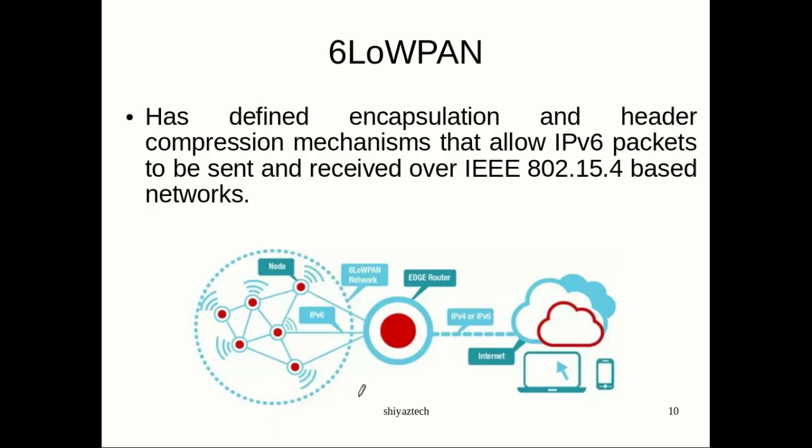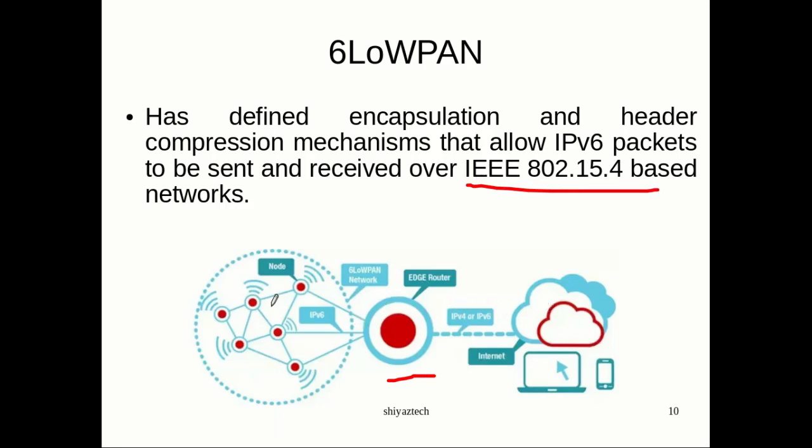In the figure you can see several nodes which are connected on a mesh network. Every node in the network is connected to the edge router. This is the edge router. They are connected over IEEE 802.15.4, and the edge router is further connected to the internet.